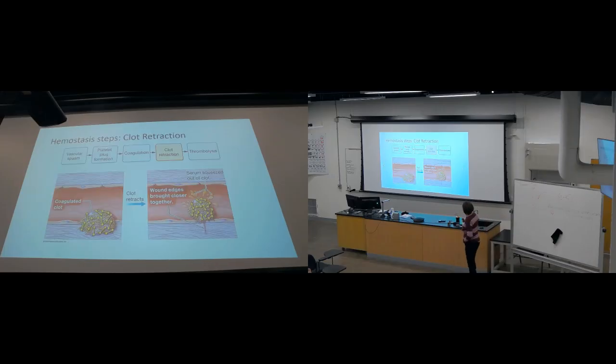Now, the next step will be clot retraction. So you will have loss of water, serum in this place, and then that will help the edges of these endothelial cells and the basement membrane come close together, and that will make this smaller, so that's why it retracts, and that helps with sealing the area better.